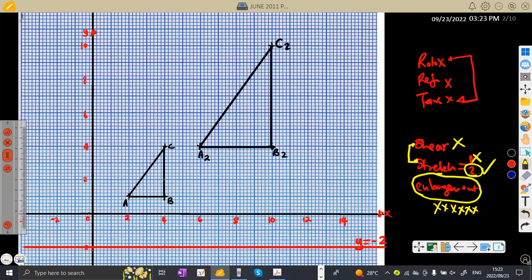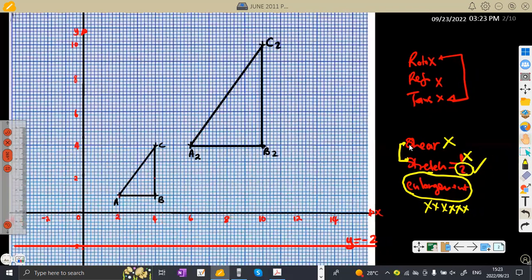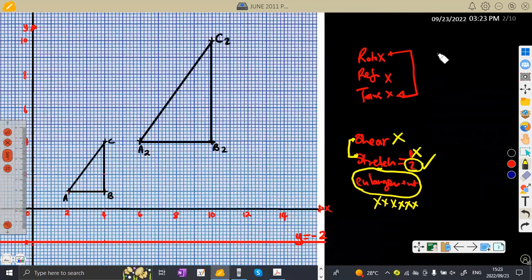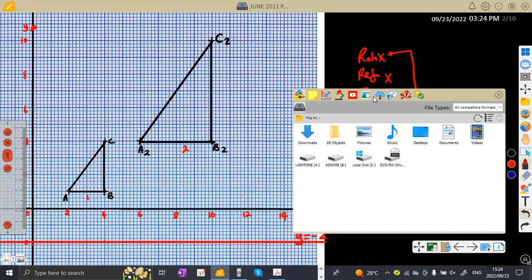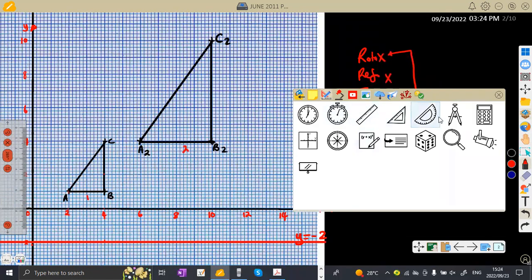You measure your sides. By just looking at some of these sides, you can even tell. Let us start with A2, B2. From A2, there are 2 boxes now, and here it was 1, which means we increased this one by 2. This one was just 1 box, and these are 2 boxes. The same applies on C here. You can even use your divider, that's the easiest way. I just want to insert a divider so that you can understand what I'm trying to explain.